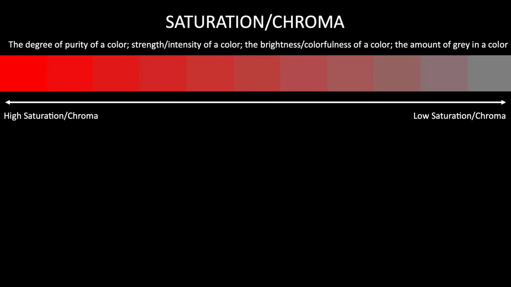Another basic property of color is saturation, or your book terms this chroma, which is the degree of purity of a color, or the strength of a color. You can think of it sort of as a sponge. If it is highly saturated, you cannot fit any more water into it. So you can think of a color as highly saturated: you cannot fit any more of that color into it. You couldn't fit any more red into this color.